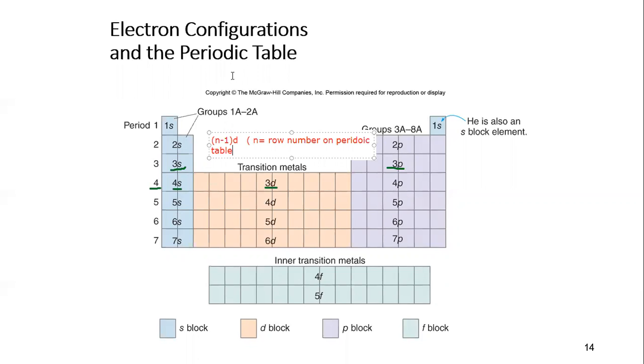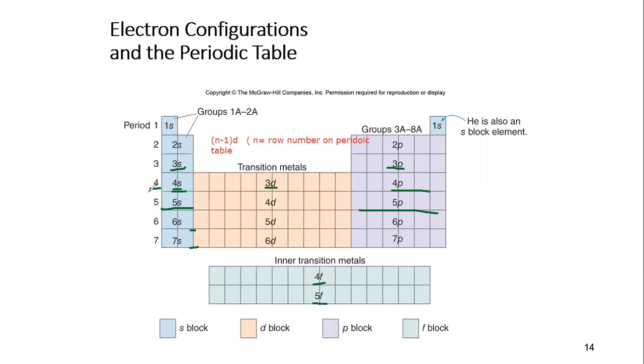So if you're on row 5, we have the 5s and 5p. If we're on row 4, we have the 4s and the 4p. Now for the f orbitals, we only have two, 4f and 5f, and they are 2 minus the row they're on. So 4f is actually on row 6 and 5f is actually on row 7. So 7 minus 2 gives us 5 and 6 minus 2 gives us 4.